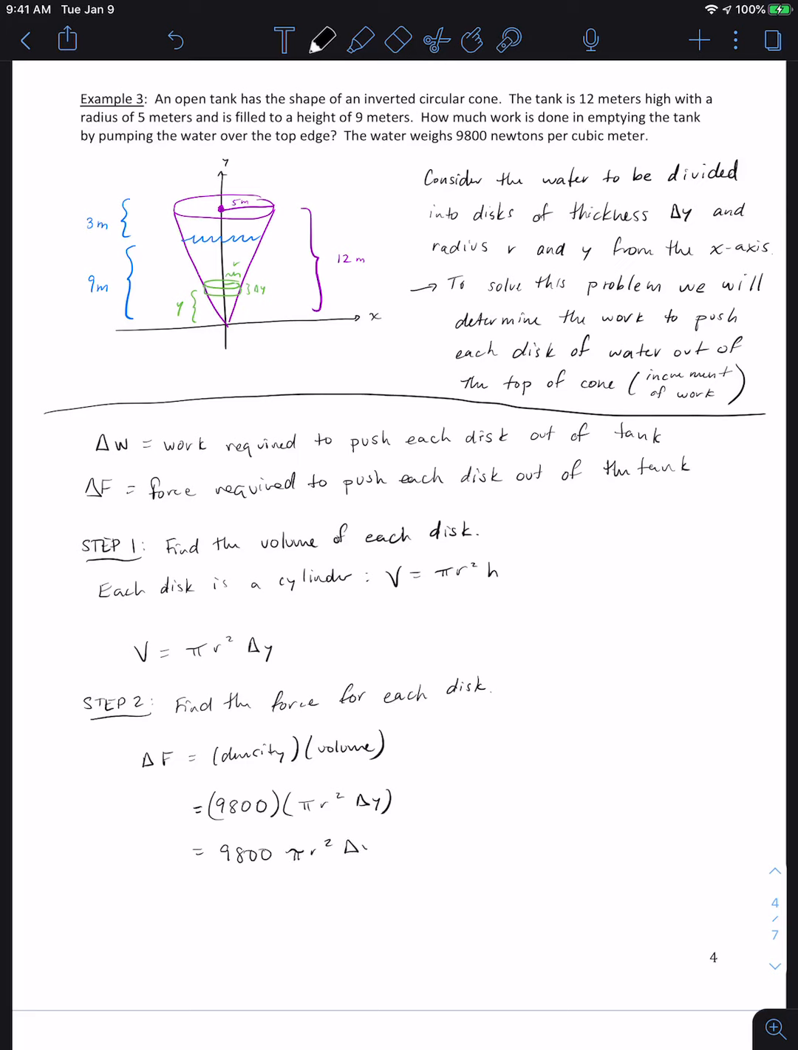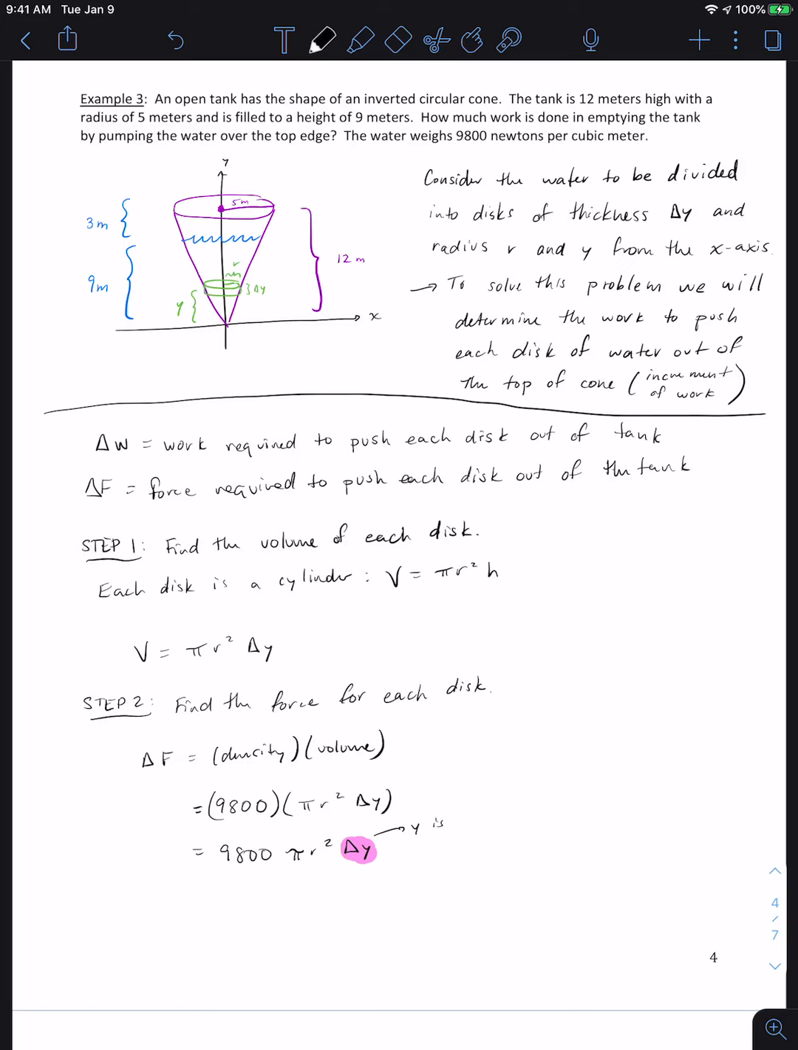r squared delta y. Okay, so we have to take a little pause here because what am I going to end up doing with that delta force? That delta force, I'm going to multiply it times the distance to get delta work, and then I'm going to integrate it. So if I'm going to integrate it, that means that this delta y right here, this delta y is my variable of integration, right?